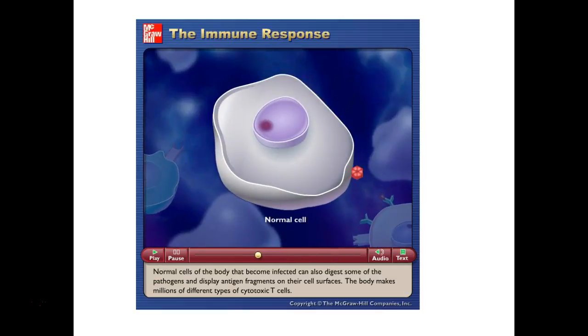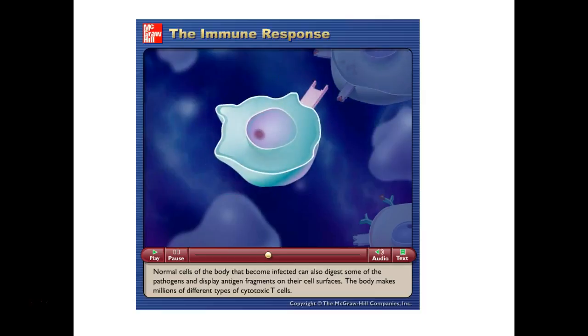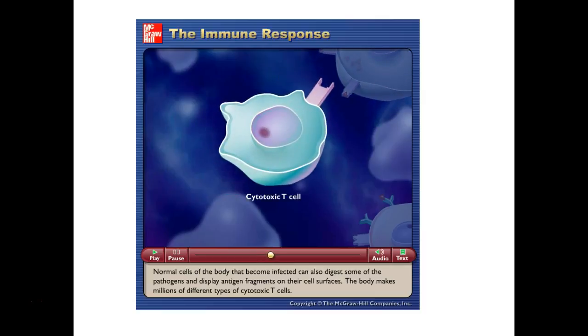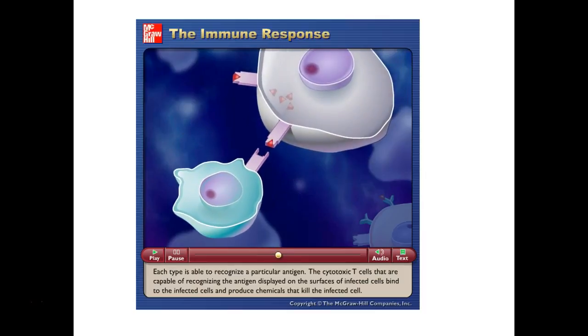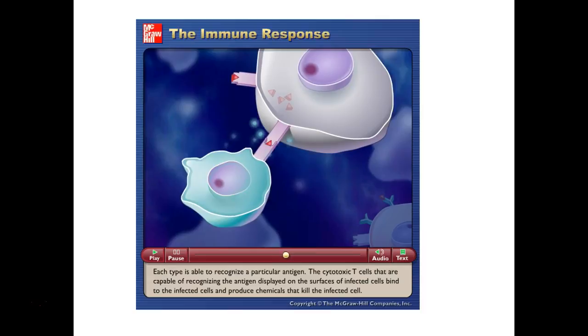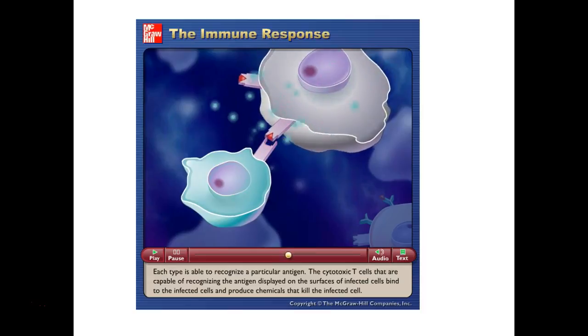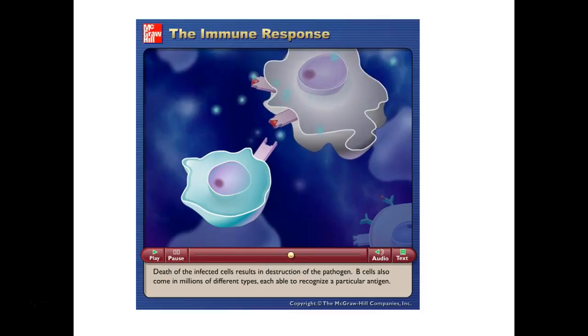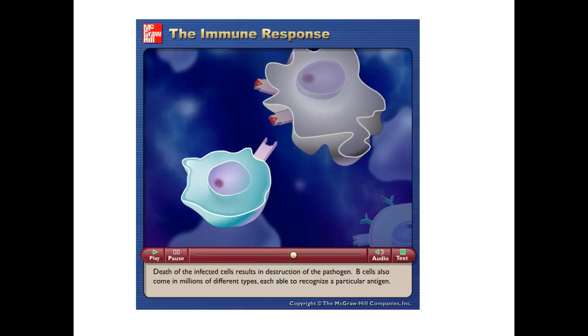Normal cells of the body that become infected can also digest some of the pathogens and display antigen fragments on their cell surfaces. The body makes millions of different types of cytotoxic T cells. Each type is able to recognize a particular antigen. The cytotoxic T cells that are capable of recognizing the antigen displayed on the surfaces of infected cells bind to the infected cells and produce chemicals that kill the infected cell. Death of the infected cells results in destruction of the pathogen.